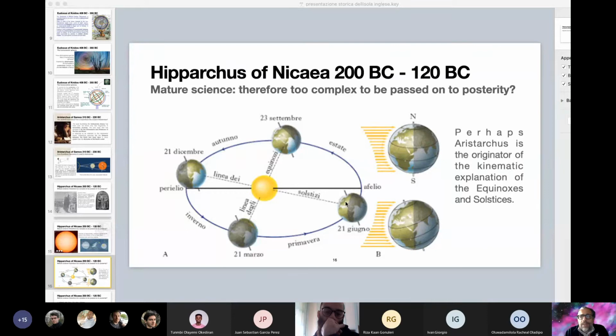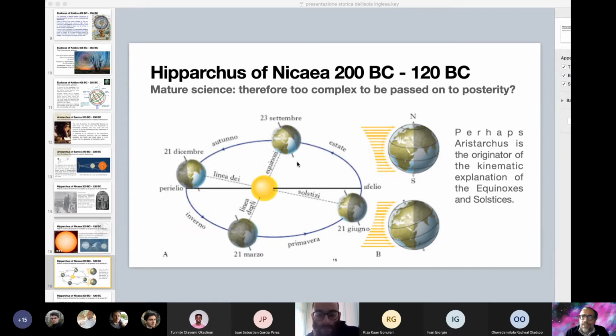So after several centuries, Greek scientists developed a model of the motion of the Earth around the sun, whose basic ideas are the following. First of all, the motion of the planet is planar. So you call the plane of this motion the ecliptic plane.